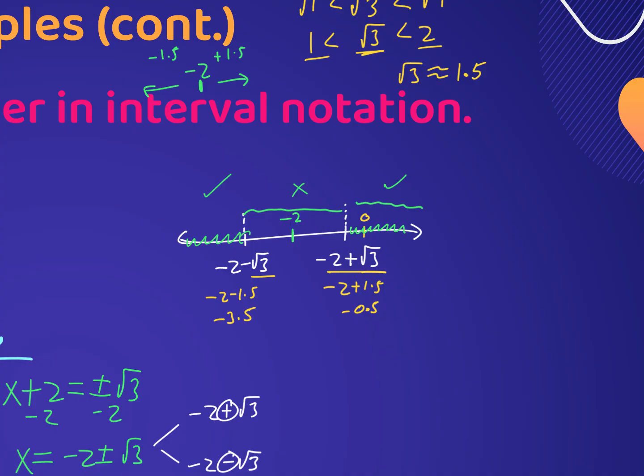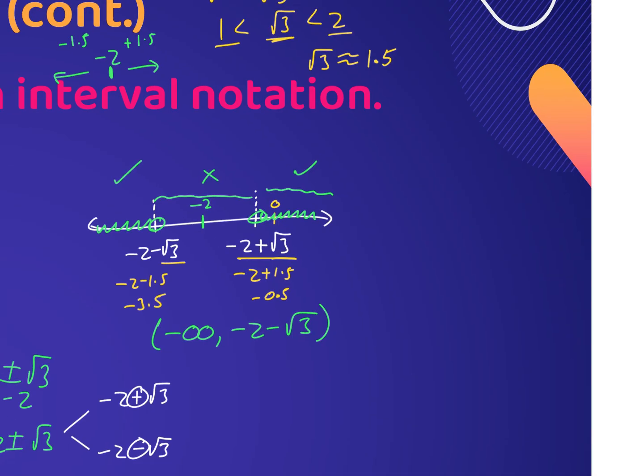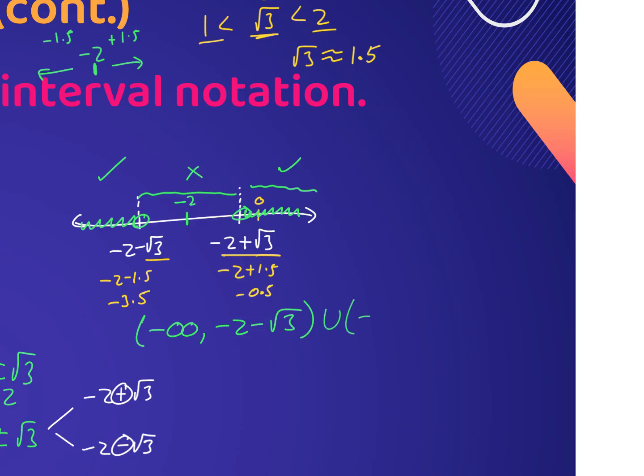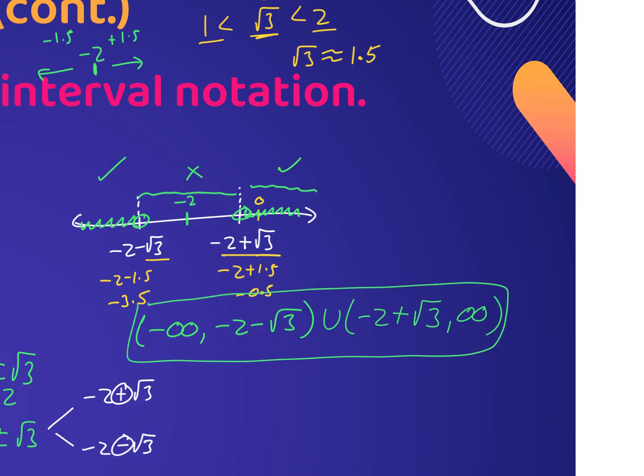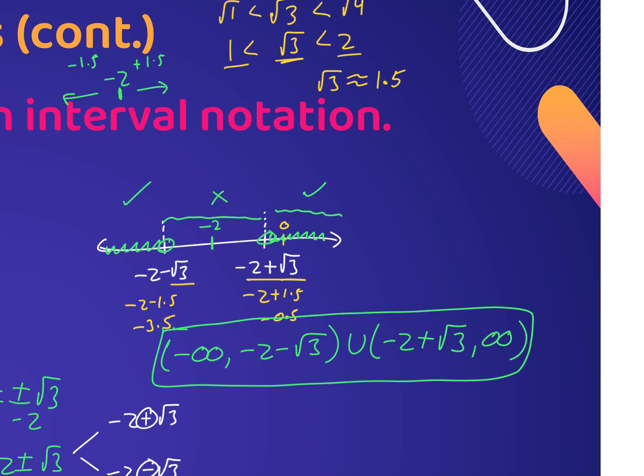Because this is a strict inequality, I'm going to have open circles. And so my answer in interval notation is going to be negative infinity to negative 2 minus the square root of 3 with a parenthesis, union negative 2 plus the square root of 3, comma, infinity, right, with parentheses. And then that's our answer in interval notation.